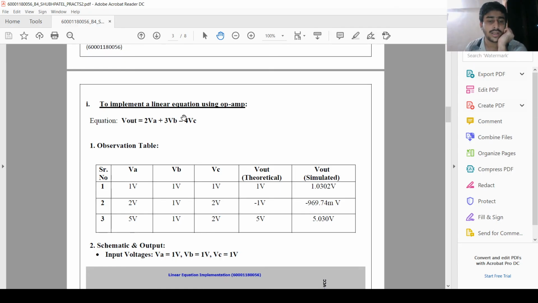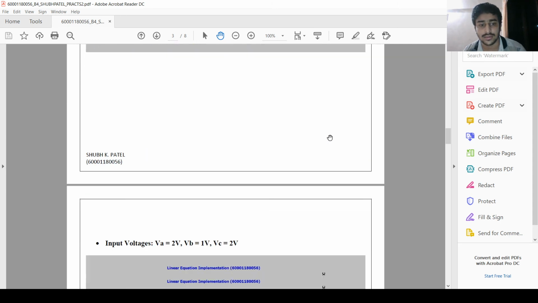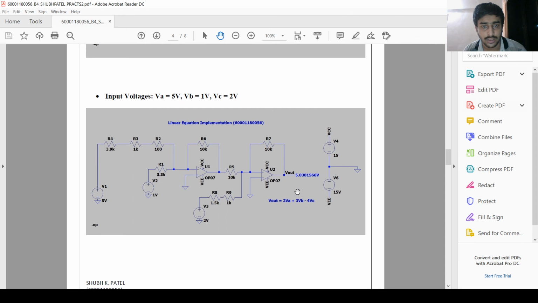Now let's move to the linear equation using op-amp. The linear equation is V out is equal to 2VA plus 3VB minus 4VC. For different values of VA, VB and VC, we will get different outputs. Let's take a case of 5 volt, 1 volt and 2 volt. So theoretical output on substituting these values into this equation is 5 volt. Let's see the simulated output. The simulated output is almost equivalent to 5 volt. We got 5.030, which is almost equivalent to 5 volt.